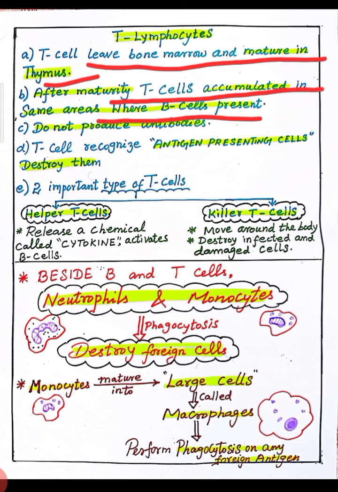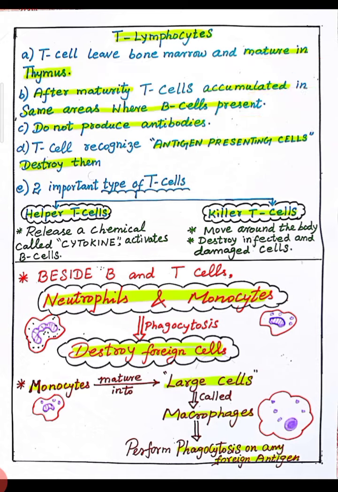But what is the main difference? These T cells don't have the capacity to produce antibodies. Then what is the purpose of T cells? T cells recognize antigen presenting cells and destroy them. Miss, what are antigen presenting cells? Antigen presenting cells are good cells. Our dendritic cells, our macrophages, and our B cells have the capacity to act as antigen presenting cells.